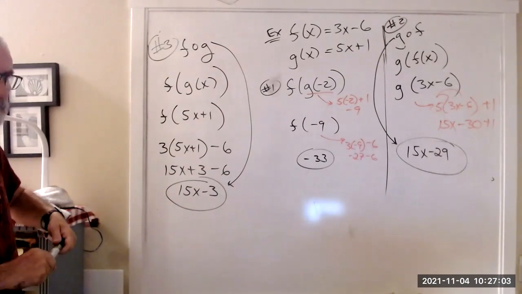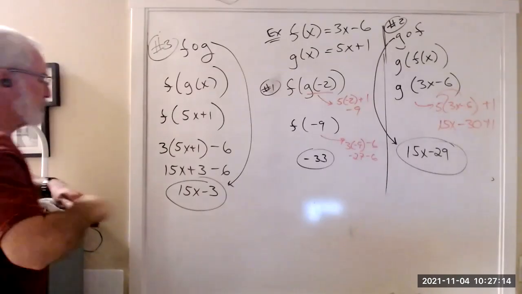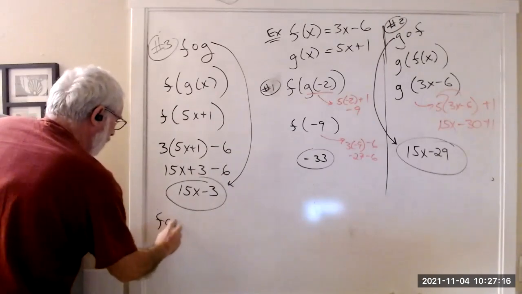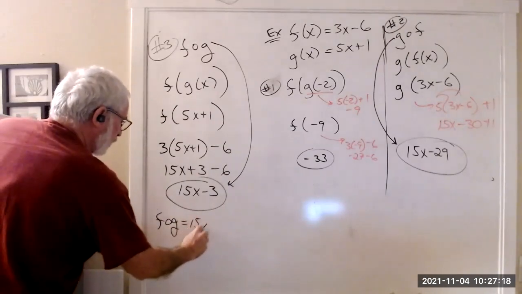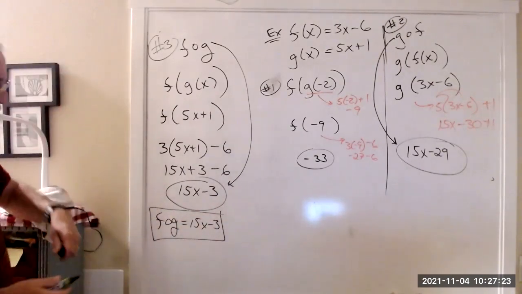Yes or no? That's it. Can you put f of g equals 15x minus 3? Sure. That might even be nicer, prettier. f circle g equals 15x minus 3, because that kind of ties it all together. Yes.